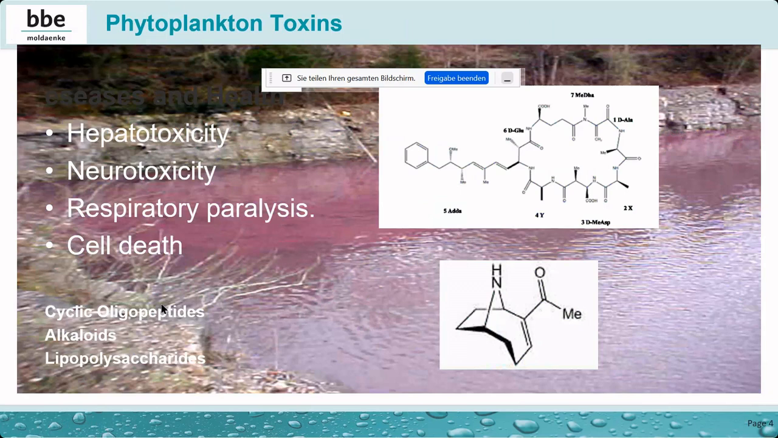but also on dogs and cats and other animals when they drink this water. And some other toxins, like this one here. This is the anatoxin, a very fast, deadly factor. It's an alkaloid which reacts very fast on ion channels, and this can cause immediate death of the organism.